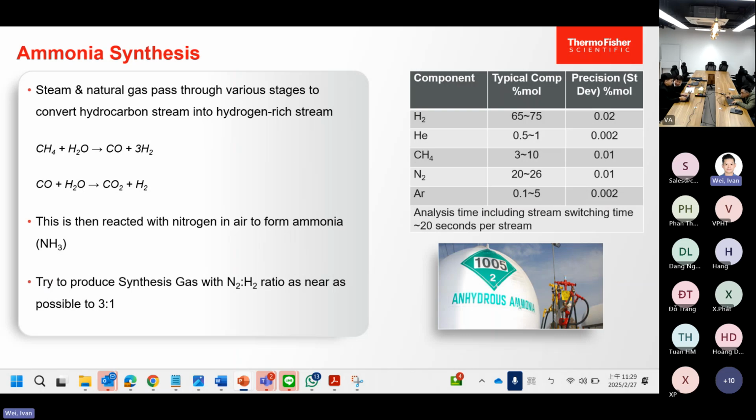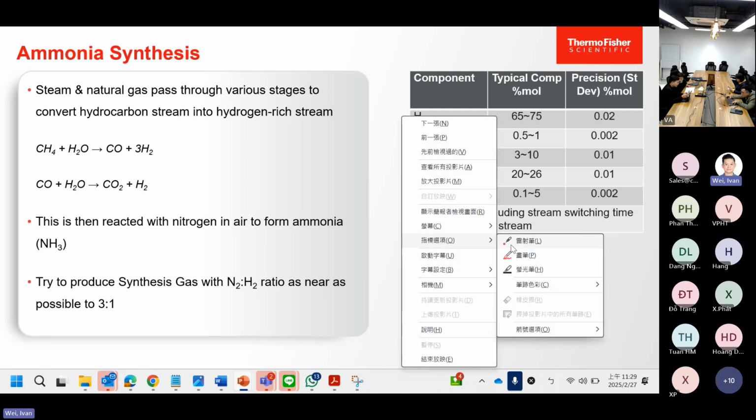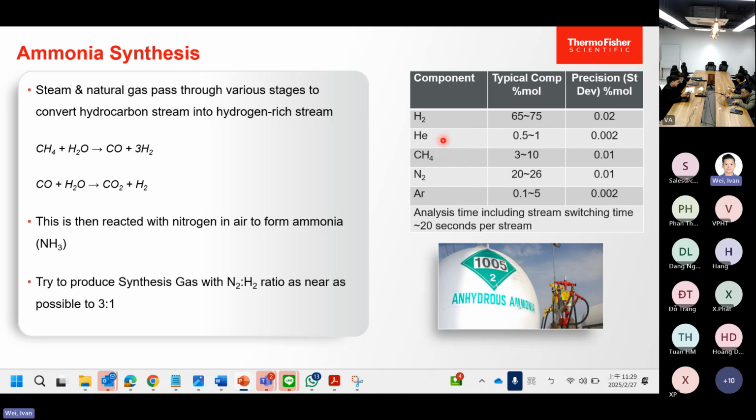As you can see here, for ammonia gases, we monitor H2, helium, CH4, nitrogen, and argon. So Prima Pro is able to do it since we only measure these 5 compounds. Then we just need to know their atomic mass, and then we are able to reconvert into the concentrations.